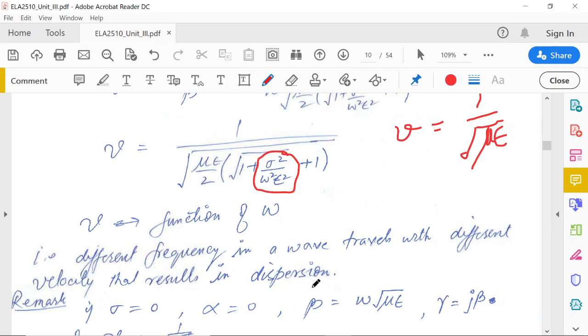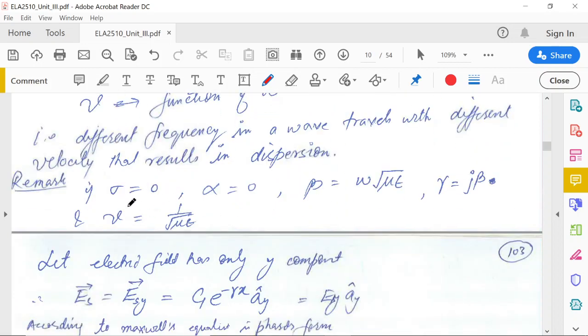So lossy dielectric will create the dispersion in the medium, and the signals will exhibit this type of spread in the time domain. So this is an important result. To avoid the dispersion of the signal, we want to have a medium which is lossless in nature, or the lossiness should be as small as possible so that dispersion can be avoided. So dispersion is due to the conductivity in the medium.